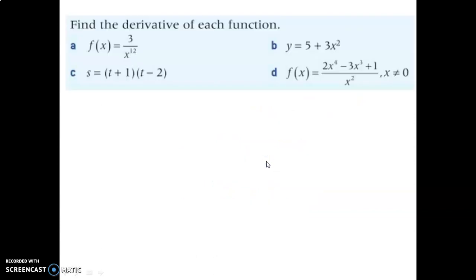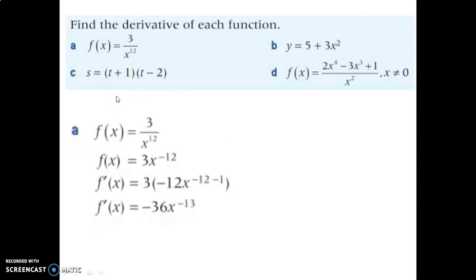Okay, so use the derivative rules we've learned so far to try these. Try A first. And let's check our work. So there's the answer for A. Check your work carefully. It's putting this step in the middle here, which might be a little confusing, but I think you can sort it out. The 12 drops in front, so we multiply by 3 to get negative 36, and then you reduce this by 1, which becomes negative 13. Try B.